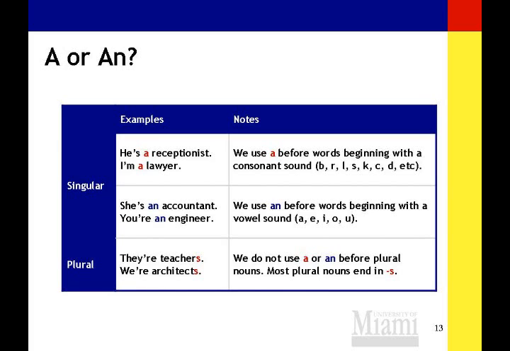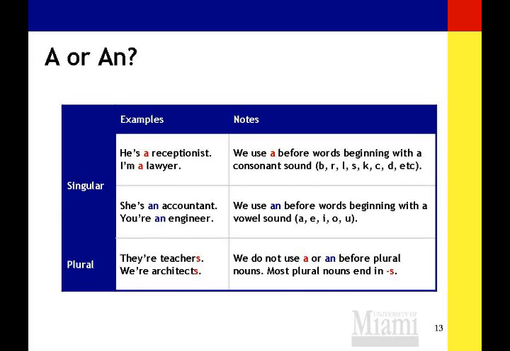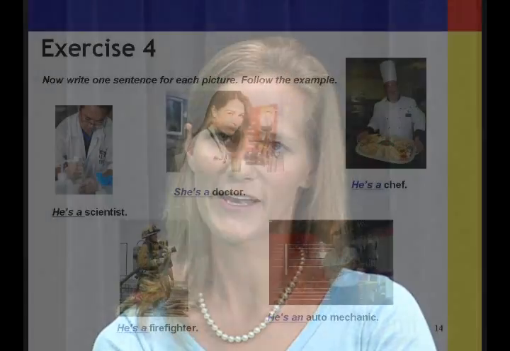Notice, however, when we use plural nouns, we do not use an article. Let's look at these next examples. They're teachers. There is no article before the word teacher, but we have an S on the end because it's plural. And in the next example, we're architects. Let's go over the next two exercises to practice using the articles "a" and "an."